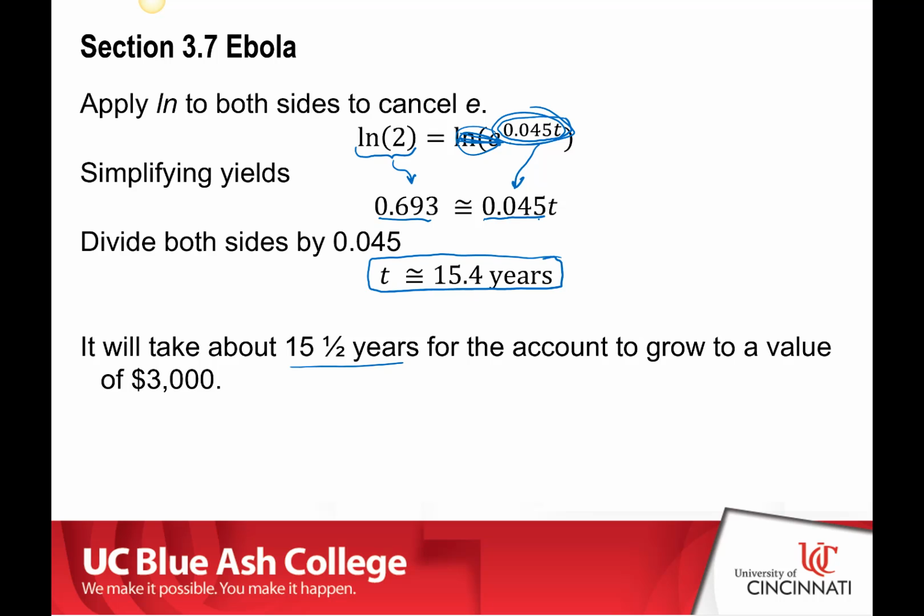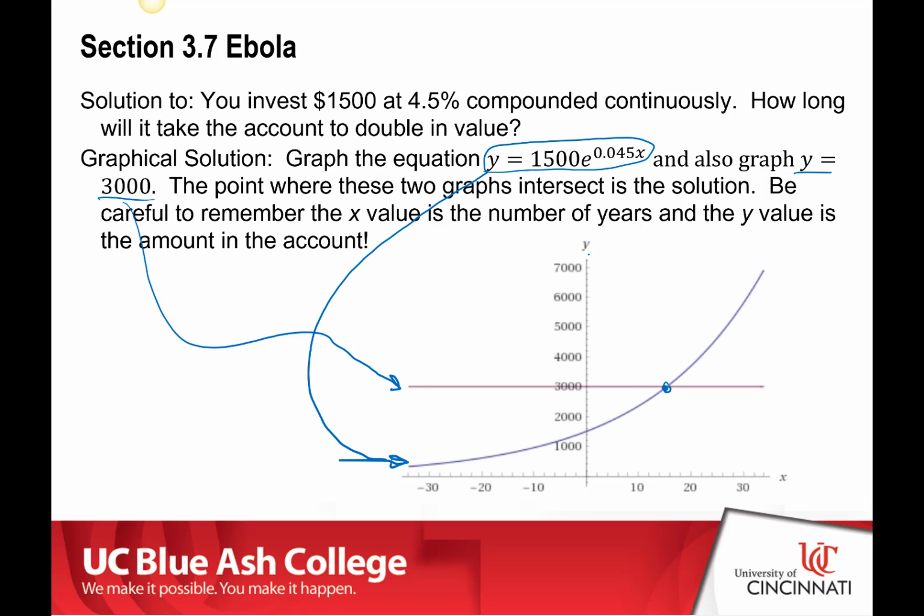Dividing by the 0.045, this gives us a value of 15.4 years for this particular account to double in value. So right around 15 and a half years to double in value.